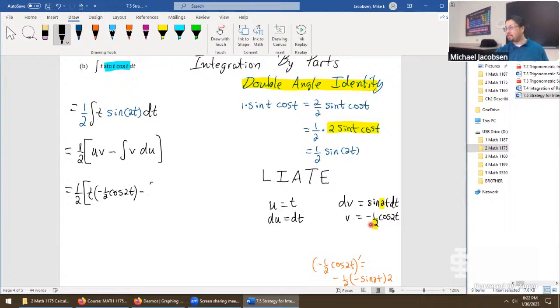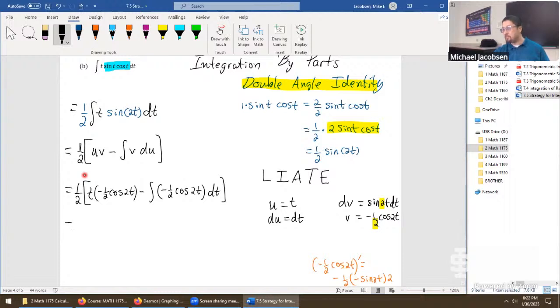Copy the negative sign, the integral sign, and now we're still at v. So copy in -1/2 cosine 2t again. The last part is du, from which we put in dt. So if we can do this last integral, and that looks very obtainable, the whole problem is done.